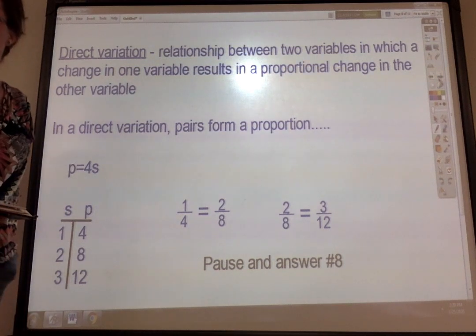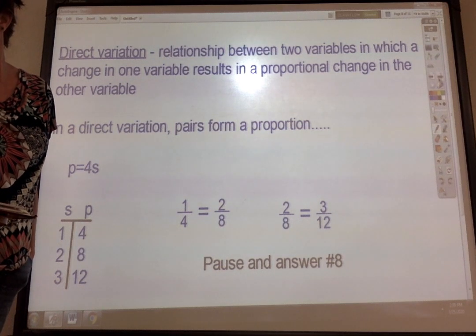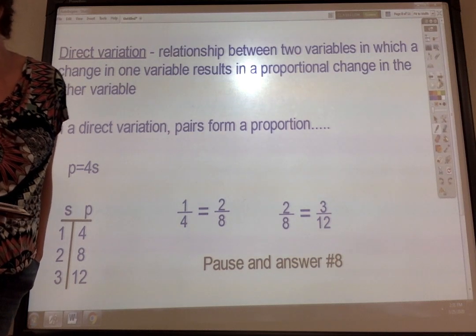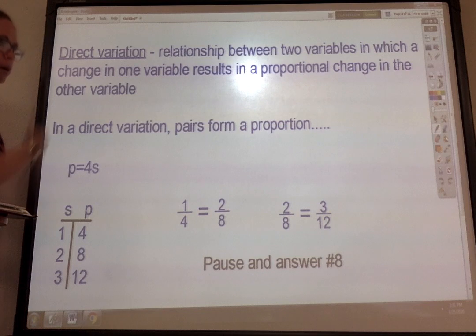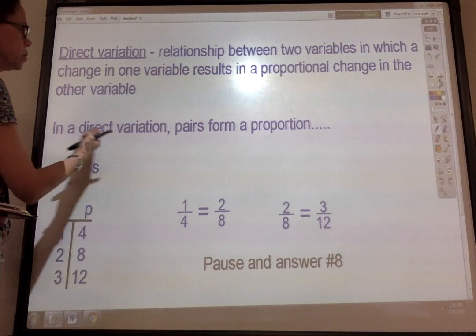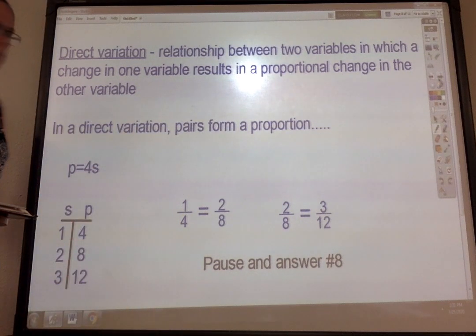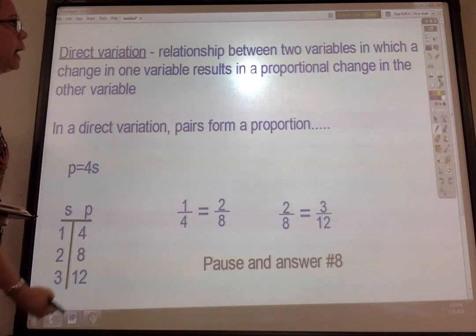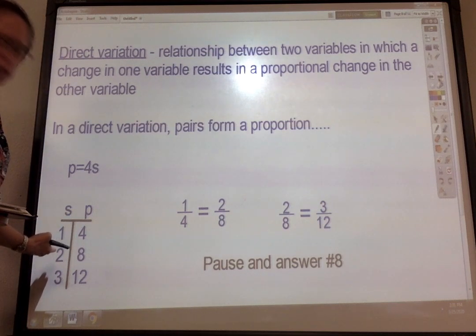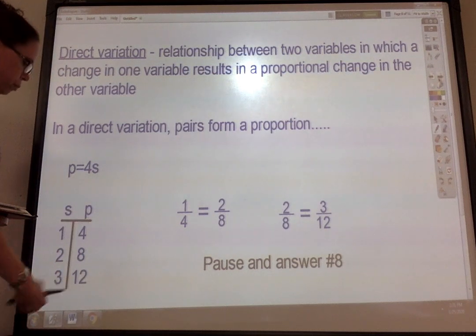So way back in which number was it where we made the squares that got bigger? Number 2, okay? When we made our square bigger, our perimeter also got bigger, okay? So in a direct variation, our pairs form a proportion, okay? So let's look at our pairs that we had for the perimeter of a square, okay? If my side length was 1, my perimeter was 4. Side length of 2, perimeter was 8. Side length of 3, perimeter was 12.